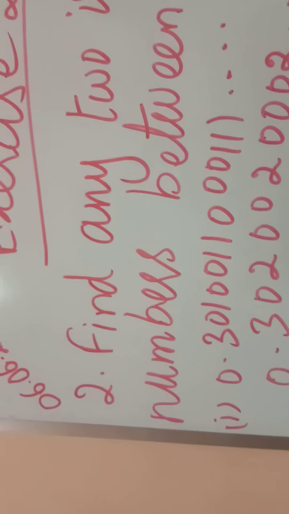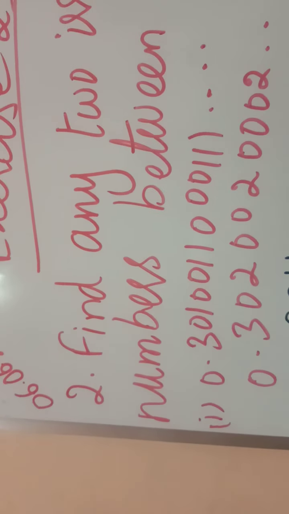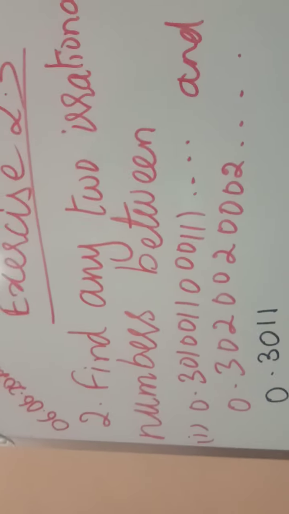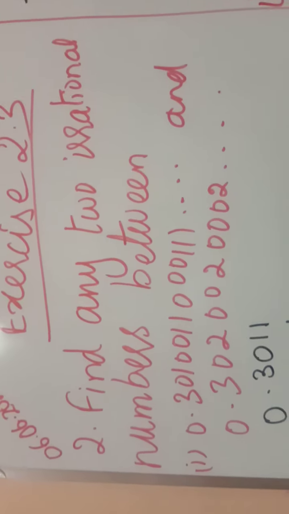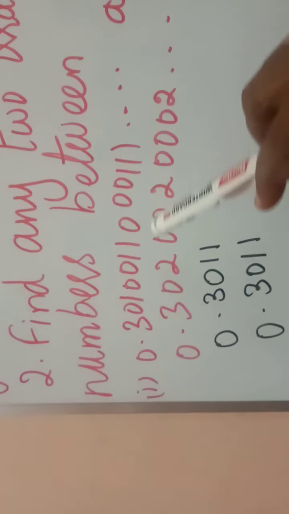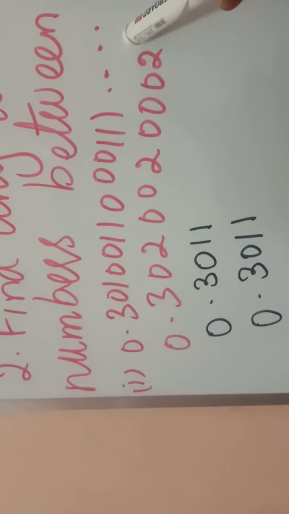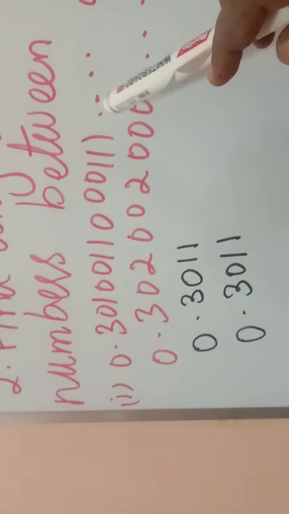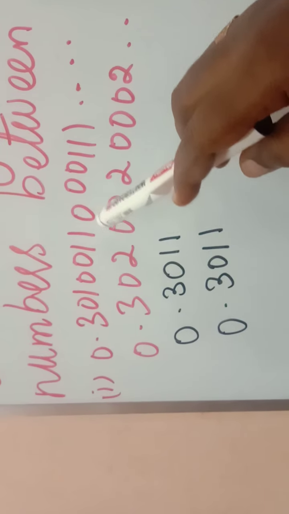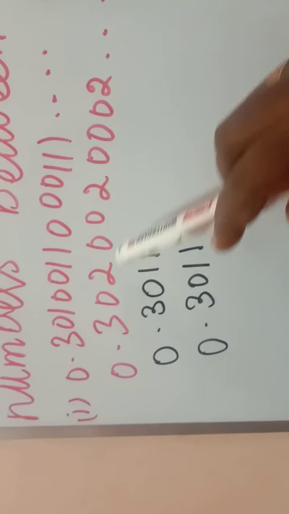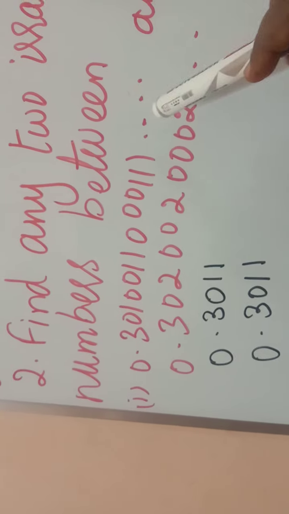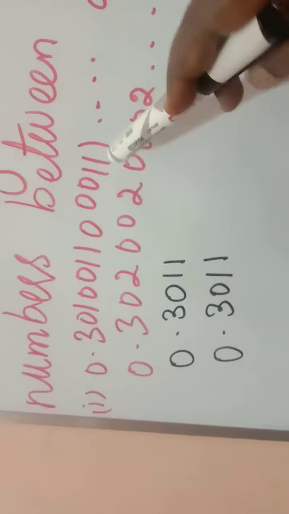So question number 1, if you can understand, you try to do that, otherwise after we come to school we can complete it. Next, question number 2: find any two irrational numbers between the two numbers. This is an irrational number: it is non-terminating, going on, and non-repeating, 0.3010011... No number is repeating in order. So these two are irrational numbers. We have to find two irrational numbers between these two numbers.